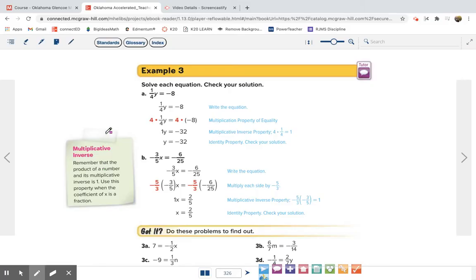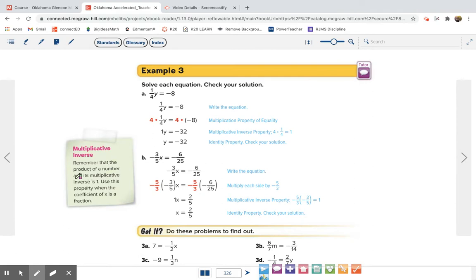Example 3, we're still solving equations, but now we have fractions. So this first example says 1/4 y equals -8. We're solving for y, and we want to get rid of 1/4. It's being multiplied, so the opposite is to divide, but it's a fraction. We've talked about before, you cannot divide a fraction by a fraction.